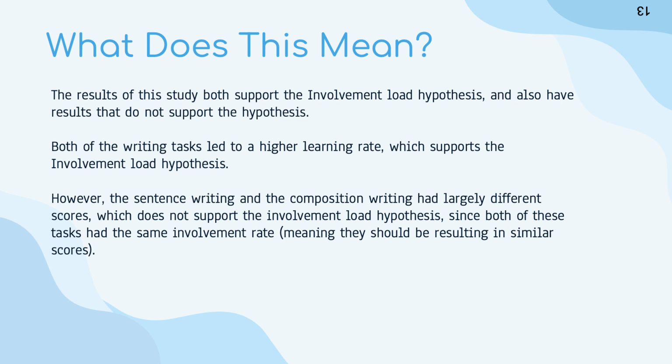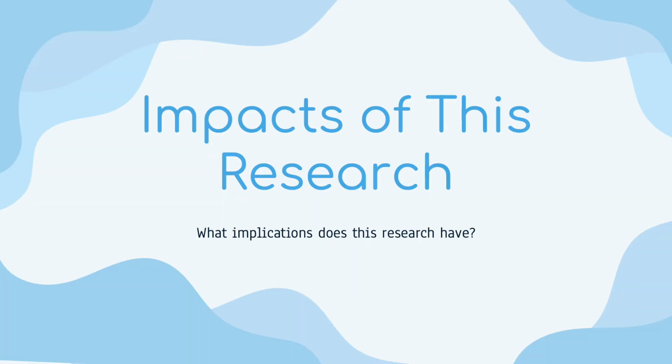However, the sentence writing and the composition writing had largely different scores, which is conflicting against the involvement load hypothesis because both of the writing tasks had similar involvement rates. So according to the involvement load hypothesis, because they had the same involvement rate, they should have had somewhat similar learning rates. But because there's a difference, this might be conflicting against the hypothesis, or it just means that there needs to be more research done on the tasks and the different effects of them.